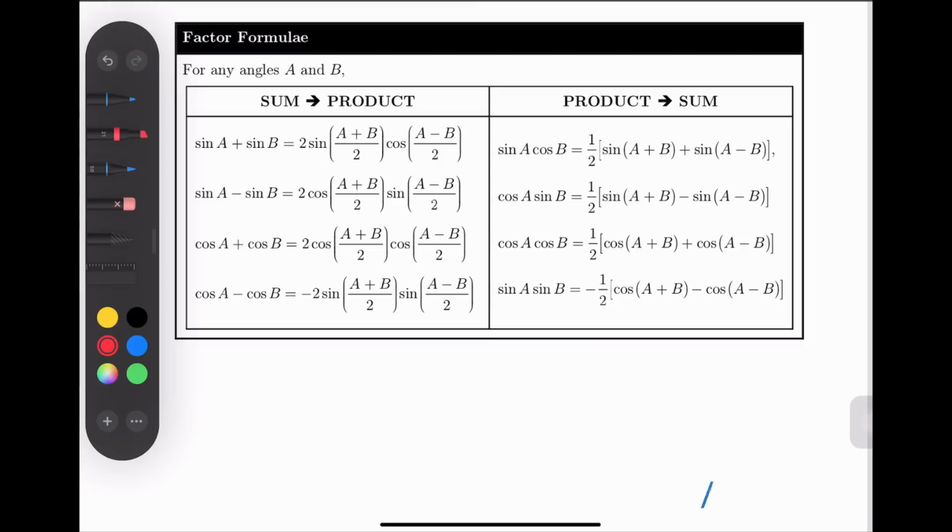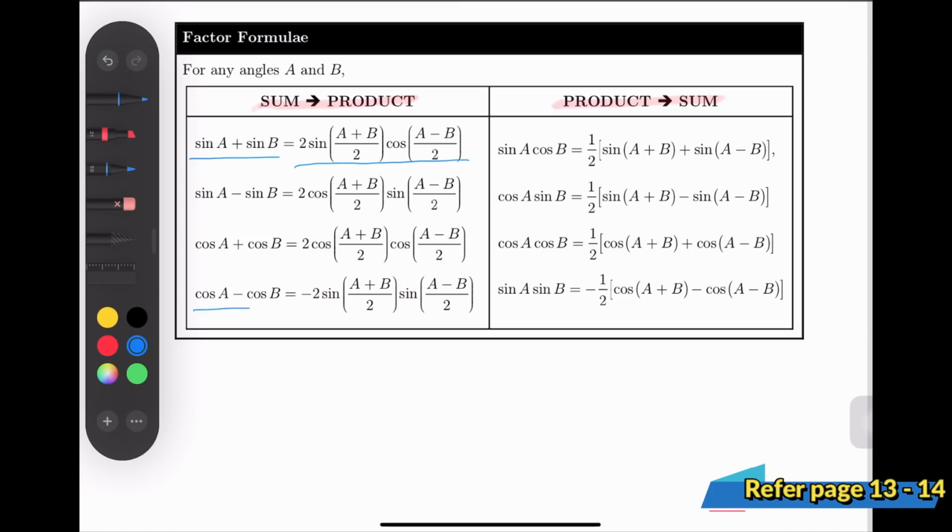For factor formula for any angles of A and B, we have two different types of formula. The first one is for sum to product, and the second one is for product to sum. We have four different formulas to choose from. For example, if you have sine A plus sine B, the formula is 2 sine (A plus B) over 2 cos (A minus B) over 2.